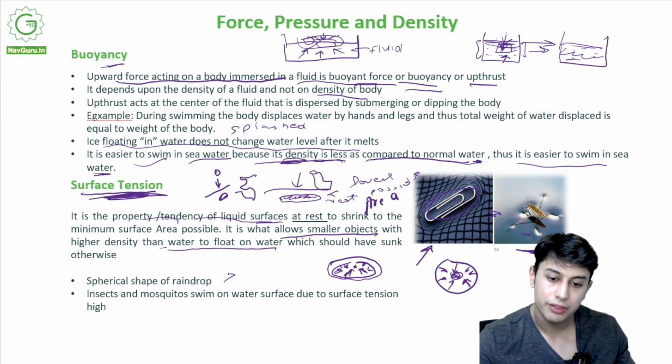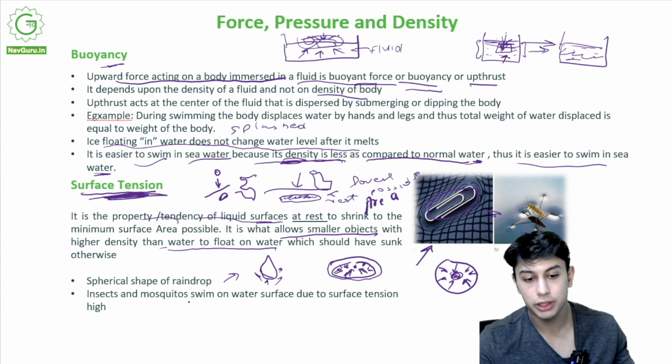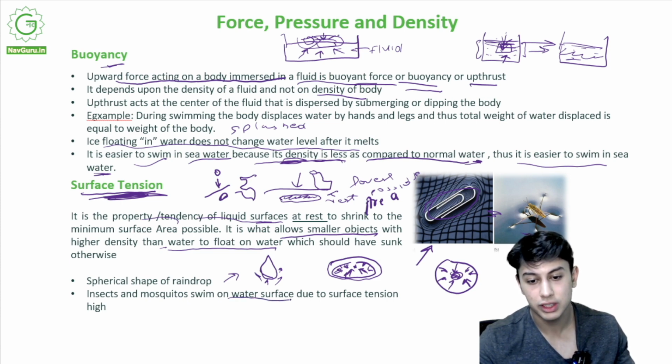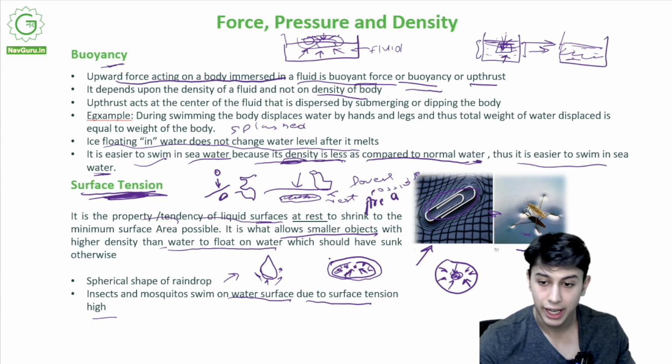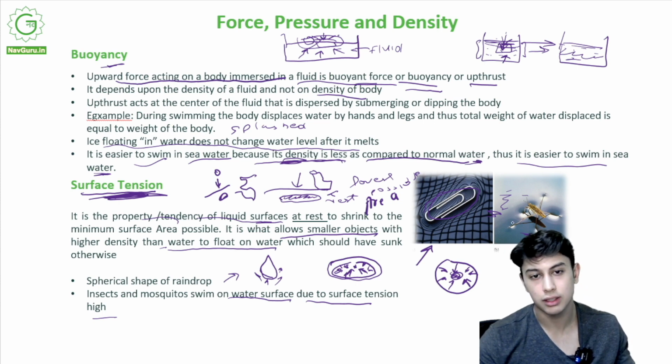It also justifies a few things: the spherical shape of a raindrop, because of surface tension. Insects and mosquitoes swim on the water surface due to surface tension. If surface tension is very high, these things will float, they won't sink.